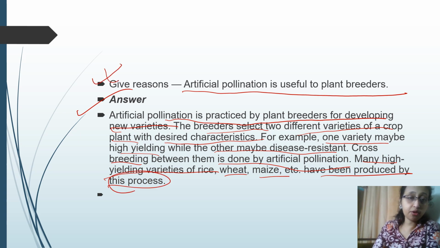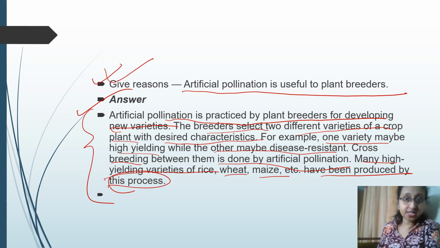So this is a very important process, and this answer should be written in this way. So try to learn this, memorize this, and write the answers in this way. Now we will move on to the long answer type questions.